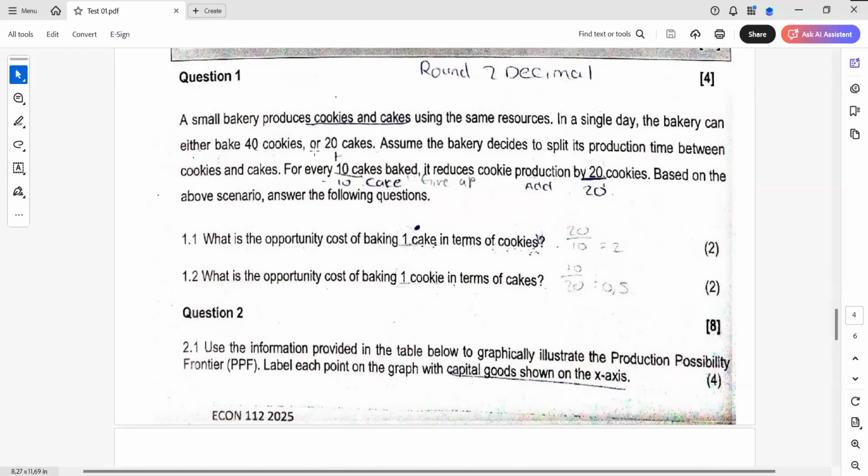40 over 20, you get 2. Then if you say 20 over 40, you get 0.5. Okay, so this one still works. I just don't know why they use this one.